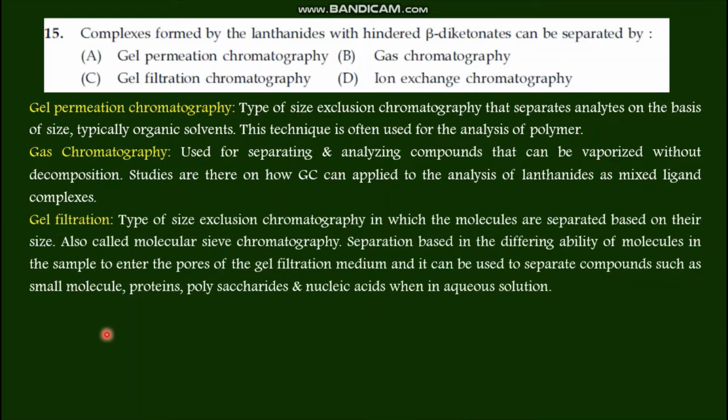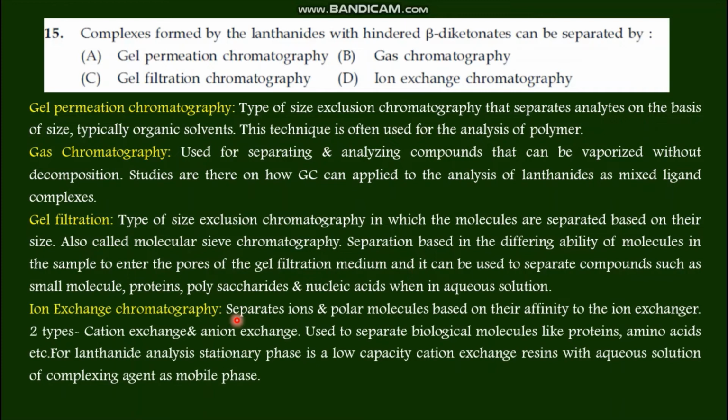Then gel filtration is also a type of size exclusion chromatography. Here molecules are separated based on size. It's also known as molecular sieve chromatography, and the separation is based on the differing ability of the molecules to enter the pores of the gel filtration medium. It can separate compounds like proteins, polysaccharides, and nucleic acids in aqueous solution.